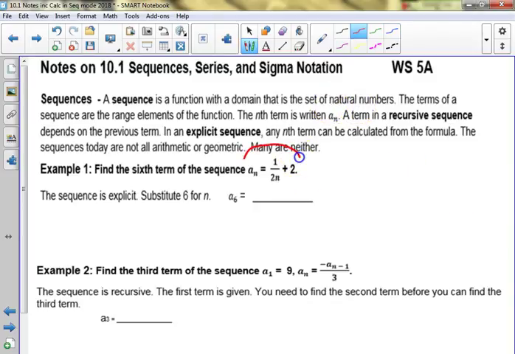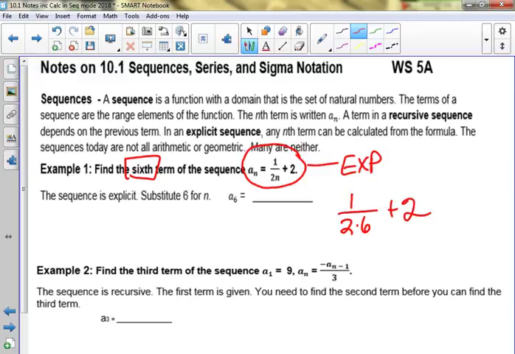You have this question. It says find the 6th term of this sequence. Is this arithmetic or, I'm sorry, is this recursive or explicit? This is explicit because it has an n in it. So how can we find the 6th term? Put a 6 in, so it's 1 over 2 times 6 with the 6 in the denominator, plus 2, which would be 1/12 plus 2, or 25/12.